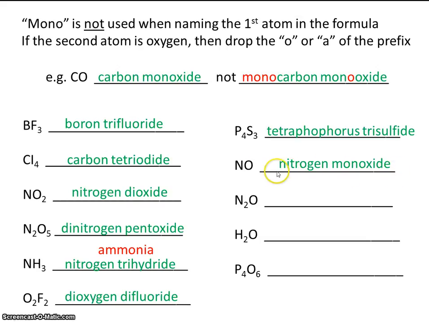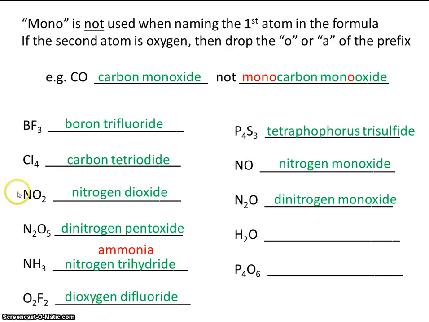Remember, drop the mono on the first element, and also be careful of the double vowels here. This is just monoxide. This next compound is dinitrogen monoxide. This stuff is commonly called nitrous oxide or laughing gas. It's used at the dentist. It's also used in cars too, race cars, for example.